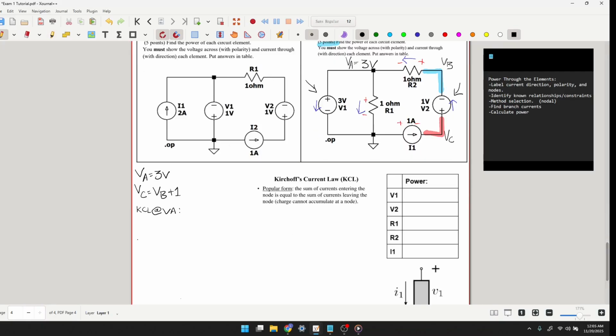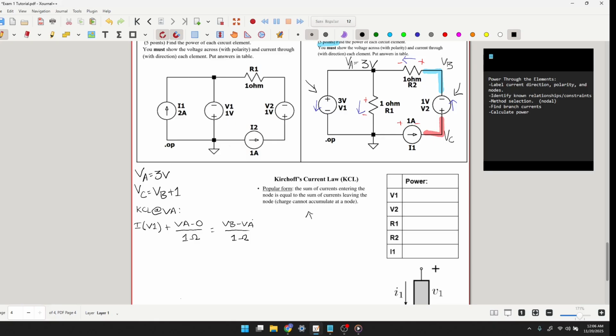Let's start with KCL at node VA. My first term is going to be IV1. This is how we're going to symbolize the current for this voltage source. I'm going to say plus VA minus 0 over R1's value, which is 1 ohm. And since I'm going to follow this convention here, I'm going to set that equal to VB minus VA over R2's value, which is also 1 ohm.